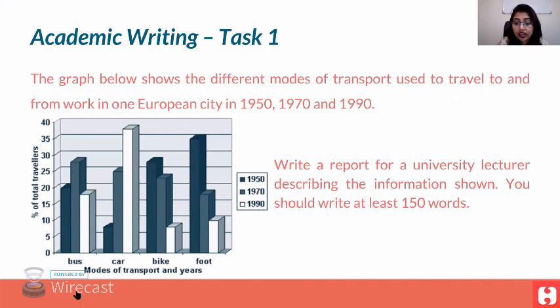Now this question says, write a report for a university lecturer describing the information shown. You should write at least 150 words. How does maybe the university lecturer travel? He travels by bus sometimes, then by car sometimes, then he traveled on bike, and sometimes he went on foot. So what is the percentage of his traveling? If I ask you, what did he use more? It is very relevant from this that in the year 1950, he walked more on foot, whereas he took the car more in 1990.